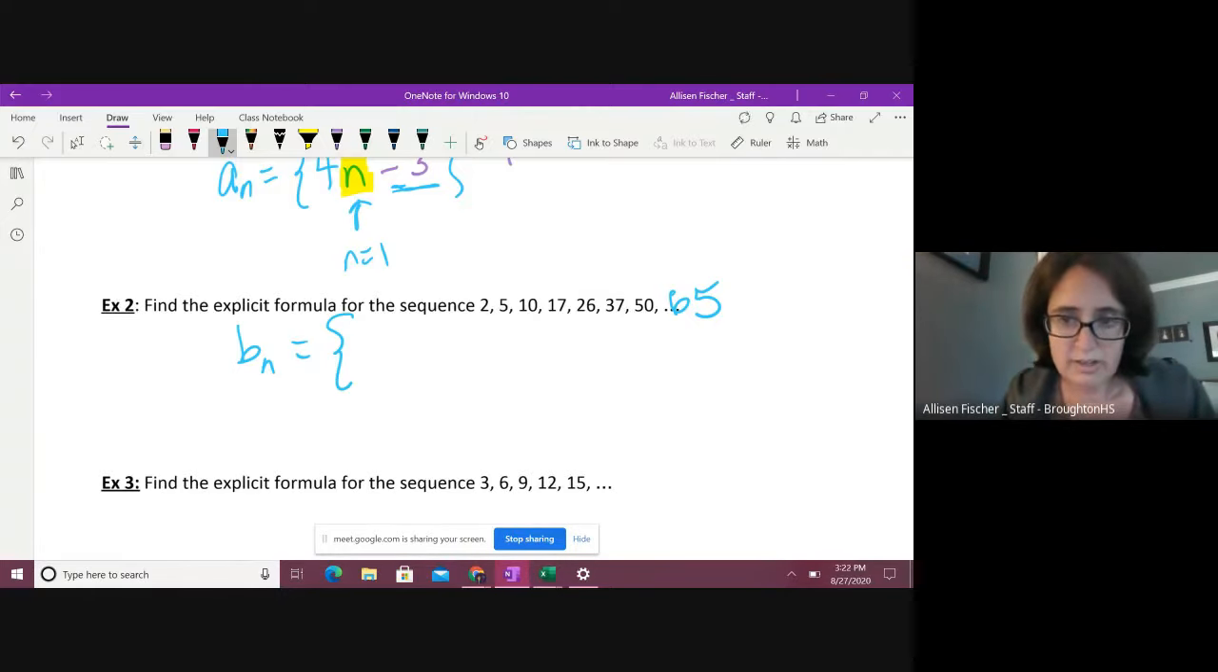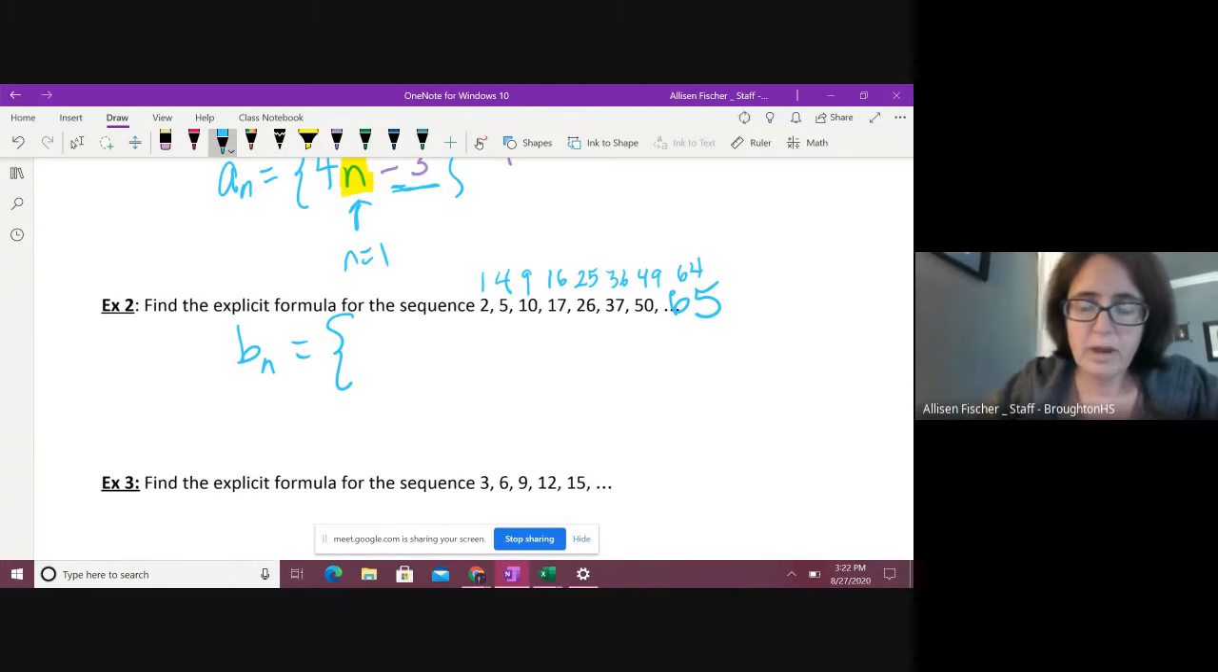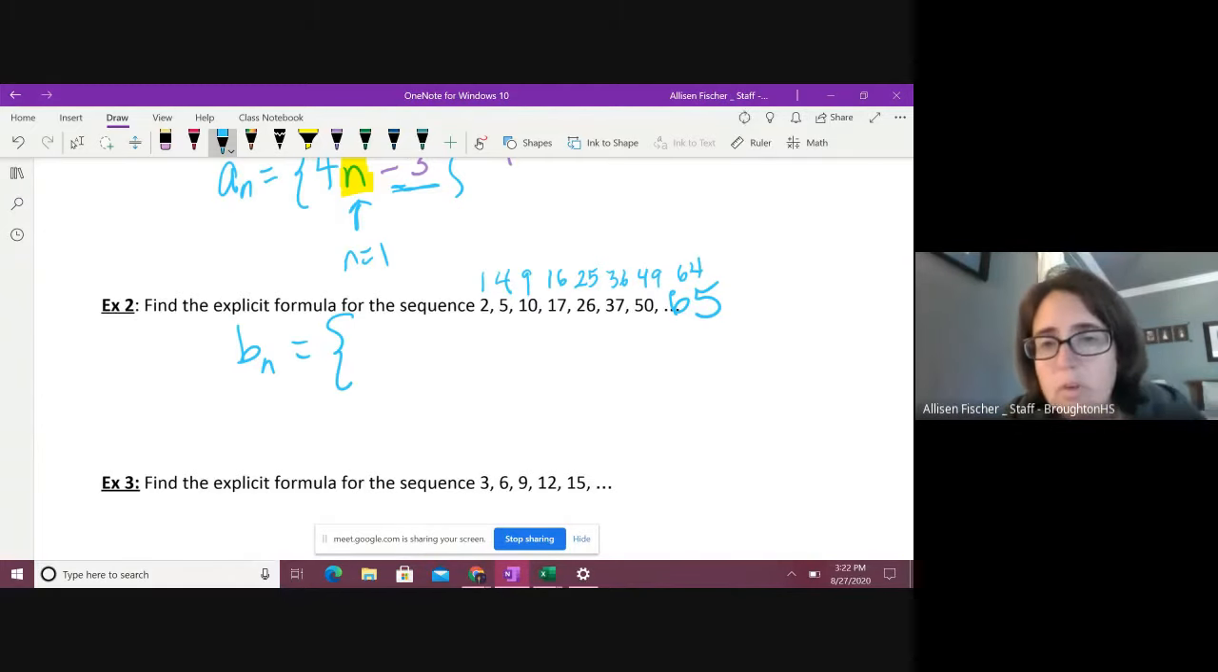Now, this one is a bit harder than others. So I just want to point out that an easier pattern is one less than everything that is written here. The pattern that's a little bit easier is 1, 4, 9, 16, 25, 36, 49, and 64. What do you notice about all those numbers, Miss Willis?